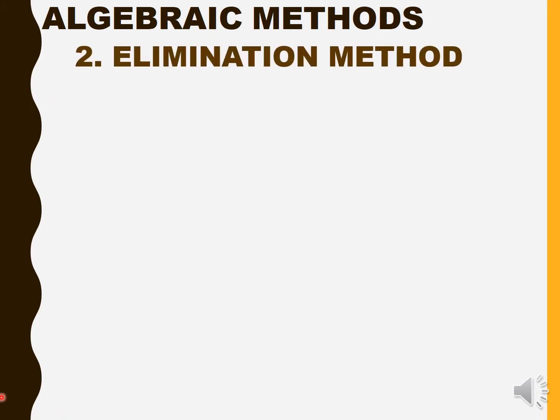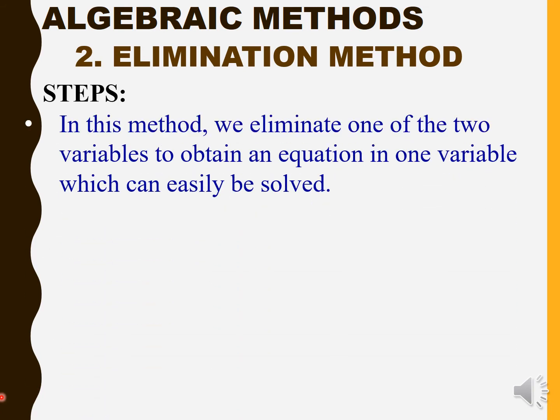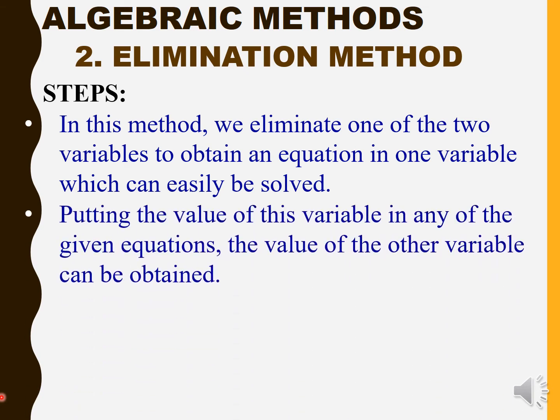The second method is the elimination method. In this method, we have to eliminate one of the two variables to obtain an equation in one variable which can be easily solved. So what we can do here is multiply or divide the two equations with any number so that we can have a term which is common to both the equations. After that, if we add or subtract the two equations, we will get the final equation in terms of only one variable, as we are eliminating one variable from both the equations. Therefore, we will be left with only one variable.